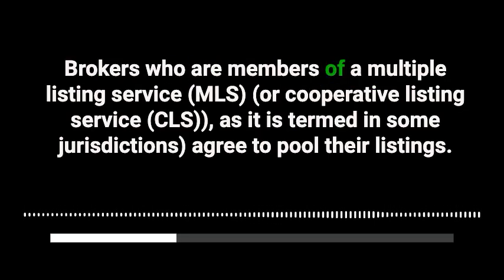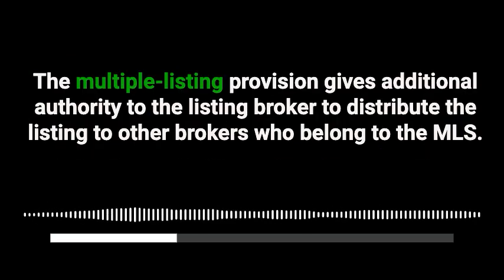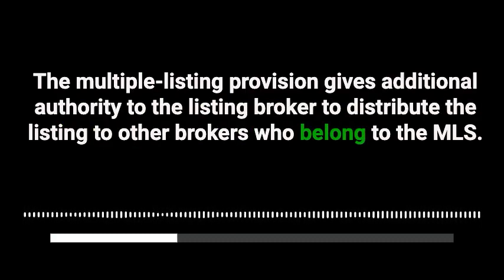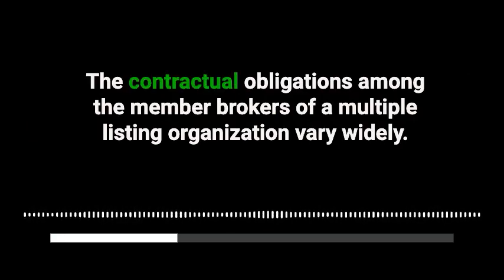Brokers who are members of a multiple listing service, as it is termed in some jurisdictions, agree to pool their listings. A multiple listing provision gives additional authority to the listing broker to distribute the listing to other brokers who belong to the MLS. The contractual obligations among the member brokers of a multiple listing organization vary widely.